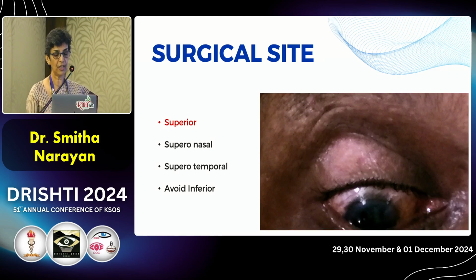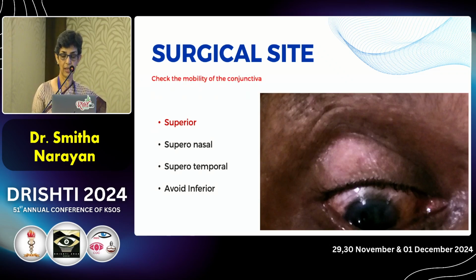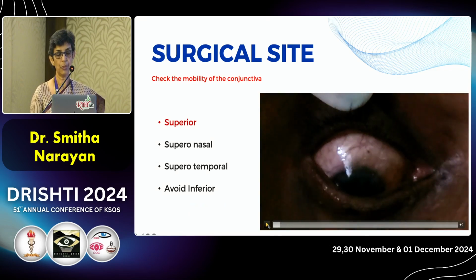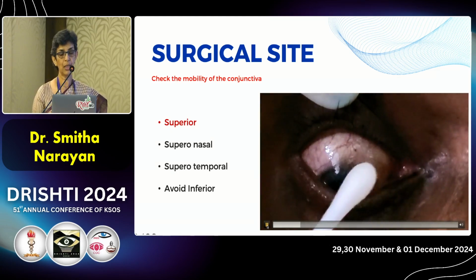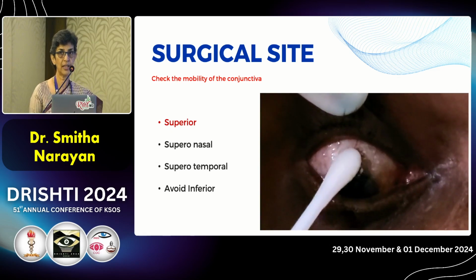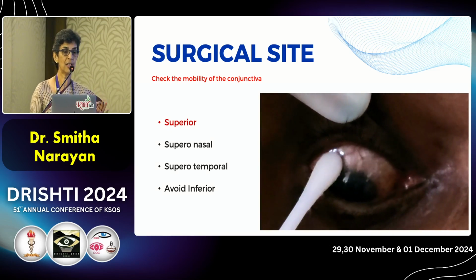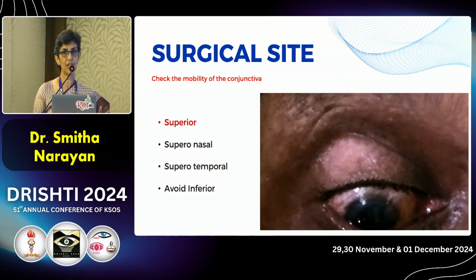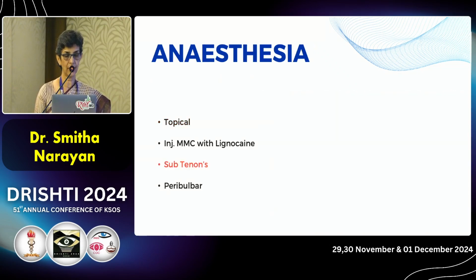Avoid the inferior position, because that is the place where infections are more likely to occur. As I have shown in this video, check the mobility of the conjunctiva, and that can be done by using a bud dipped in proparacaine, and you should see that the conjunctiva is mobile. In conditions like previous cataract surgery or pterygium surgery, you may find that the conjunctiva is adherent, and that discovering it on the table is not a good idea.